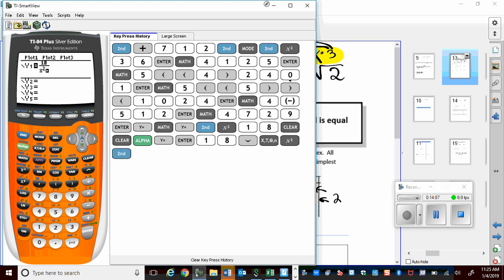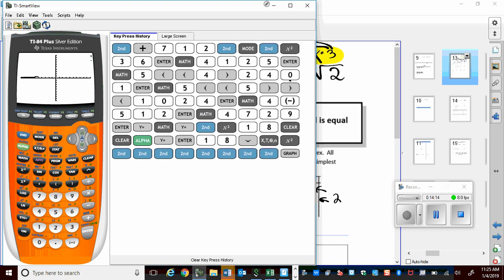Second graph. It's not what I want to do. I don't want to graph it. I just want to look at the table.